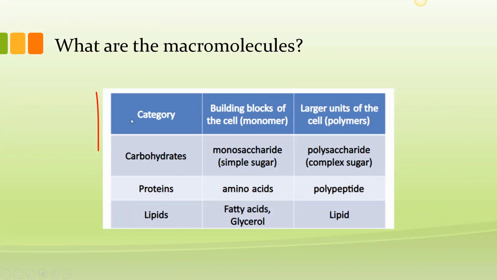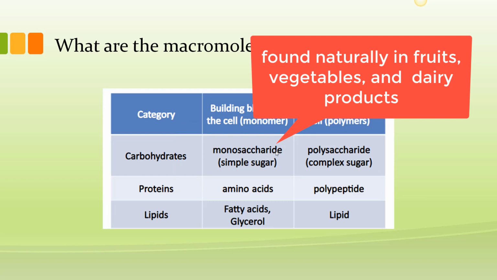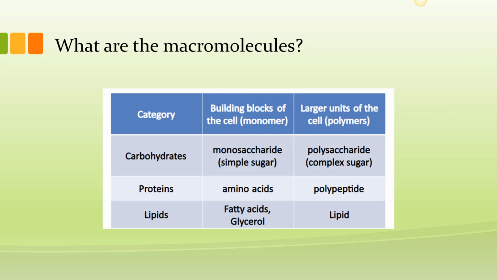Now, chemically, the major macromolecules are carbohydrates, and the building blocks of this are simple sugars. And then also you have the larger units, which are the polysaccharides or the complex sugars. Now, the simple sugars, frequently referred to as sugar, are relatively small molecules, and these sugars are found naturally in fruits, vegetables, and dairy products. Table sugar, known as sucrose, is an example of a simple sugar and is added to many foods that we eat. Glucose, also known as blood sugar or dextrose, is an example of a simple sugar in our blood.